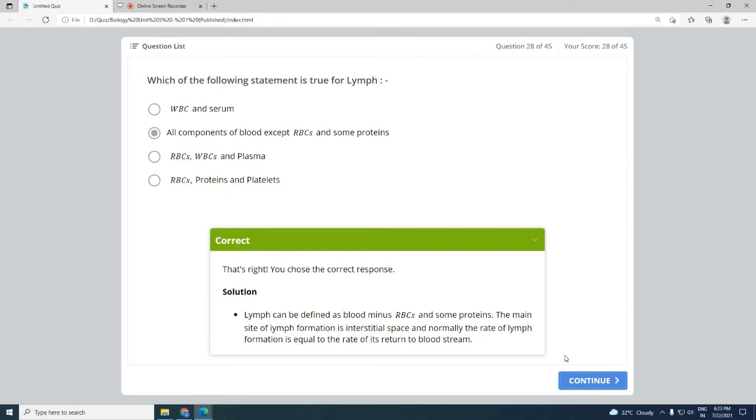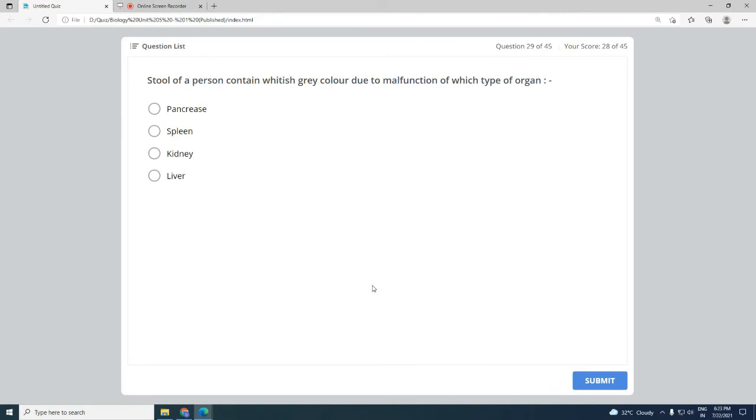Okay, let's go to the next question. Stool of a person contains whitish gray color due to the malfunction of which type of organ? It is pancreas, spleen, kidney, liver. Which one is the right answer? The right answer for the question is liver.